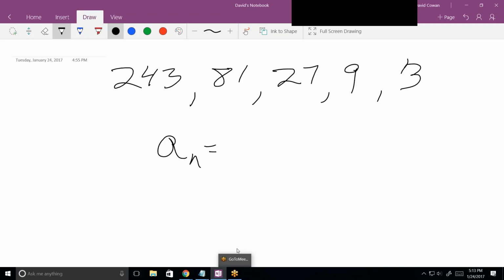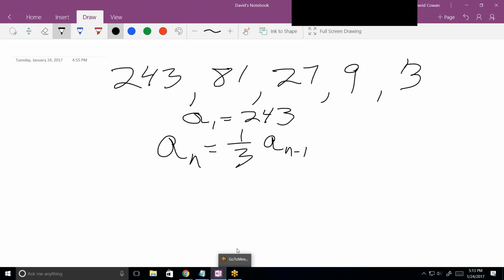So a sub n is going to equal 1/3 of a sub n minus 1. But first we have to do a sub 1 equals 243, because otherwise there's no start to it. Right. Okay.